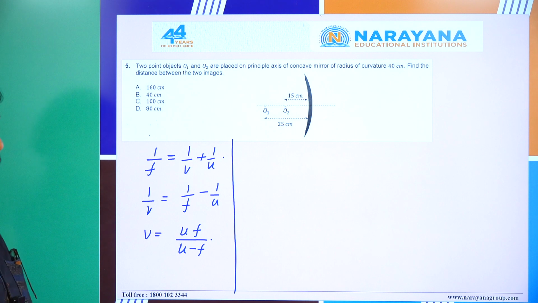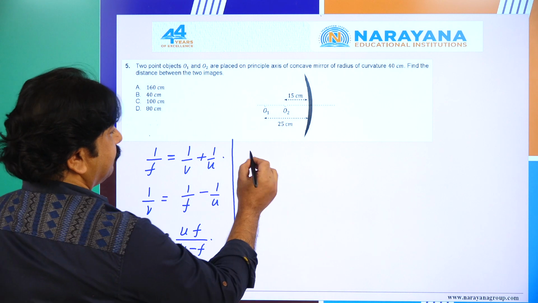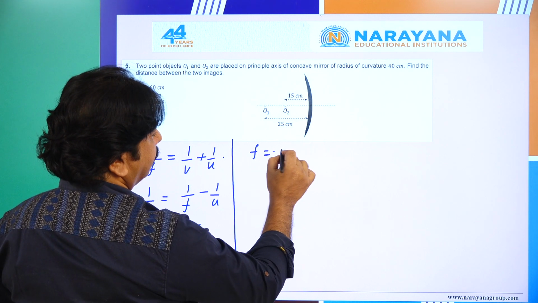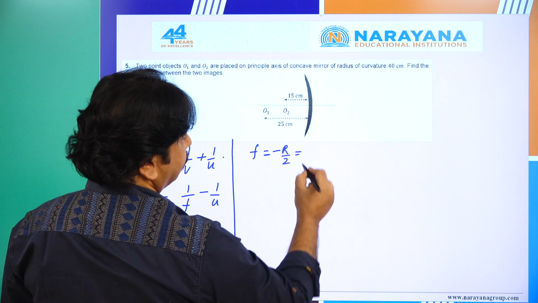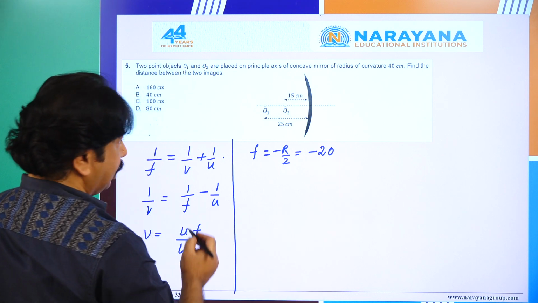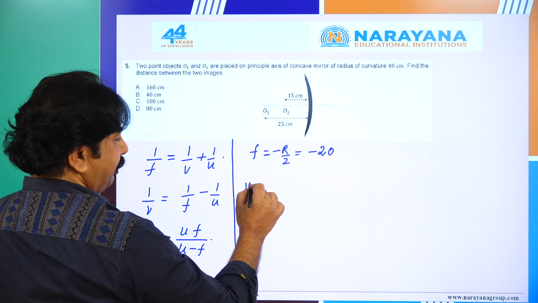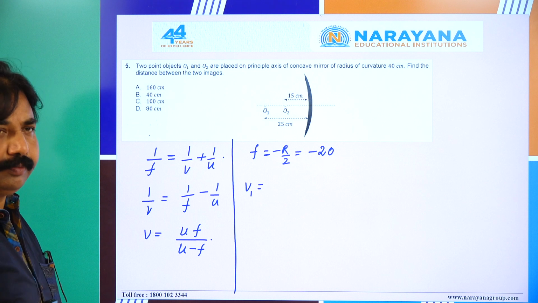Now I want to use this one. But the focal length of the concave mirror, already you know, f is equal to minus r by 2. As for that one, here this is minus 20. And already you know the different values of u. Therefore, v1 and v2 we have to calculate using the u values.